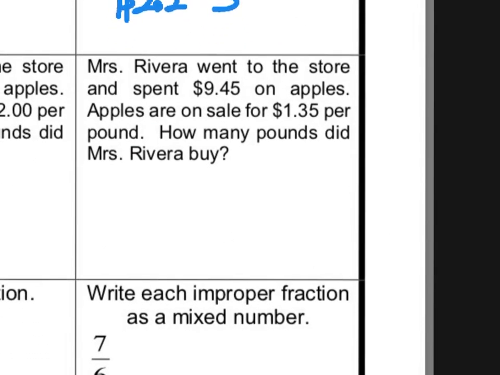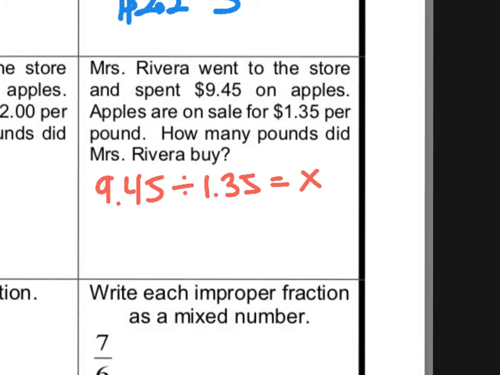For the next one, it says Mrs. Rivera went to the store and spent $9.45 on apples. Apples are on sale for $1.35 per pound. How many pounds did Mrs. Rivera buy? So our equation is going to be take your total, which is $9.45, and divide it by $1.35 so we can see how many pounds she bought. So we know this is going to be a division problem.